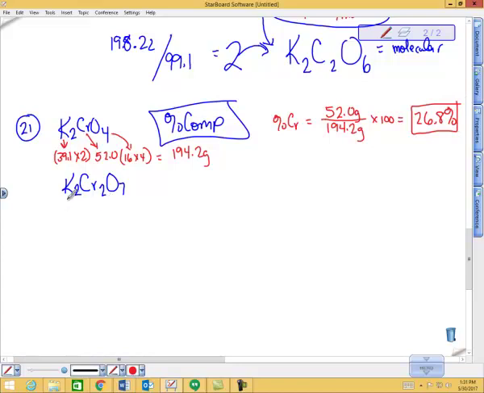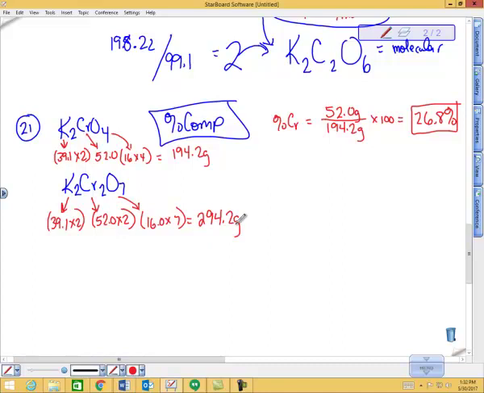Let's compare that to the second one. This will still be 39.1 times 2. Chromium this time is going to be 52.0 times 2. And then your oxygen will be 16.0 times 7. Let's get the grand total here. Times 2. 52 times 2. 16 times 7. Okay, I've got 294.2 grams for the total.